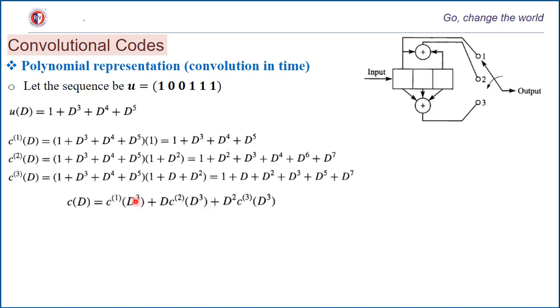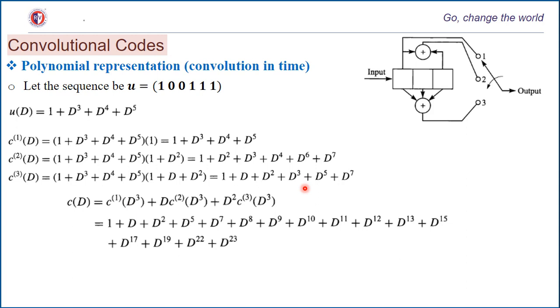The final output sequence, as we have told, can be written as functions of C1, C2 and C3 of d cubed. Since d power 0, d power 1 and d power 2 are LSB, mid bit and MSB, each of C of 1, C of 2 and C of 3 is multiplied by d power 0, d power 1 and d power 2. Since it's a constraint length of 3, these are all functions of d cubed. And finally, you'll obtain the encoded output sequence in this fashion.